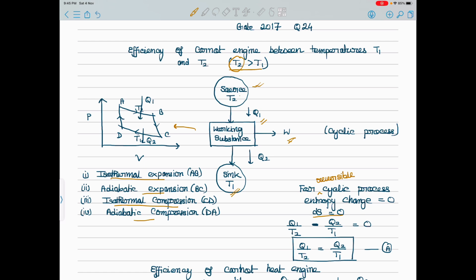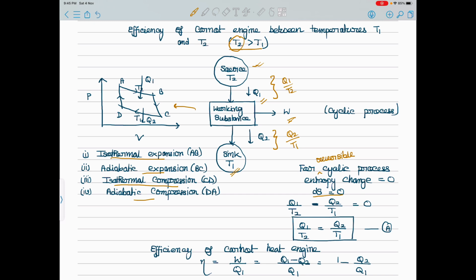From the source, Q1 amount of heat comes into the working substance, so the corresponding entropy is Q1 by T2, because T2 is the temperature of the source. Similarly, the entropy lost to the sink is Q2 by T1. The net entropy change is Q1 by T2 minus Q2 by T1, which equals 0, and hence Q1 by T2 is equal to Q2 by T1.